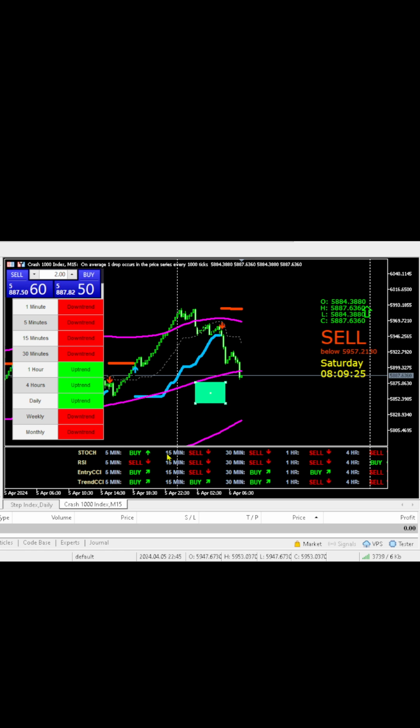Now I see you guys also wondering, what's this indicator here at the bottom? This indicator at the bottom is basically there to help us see what is happening with the momentum.